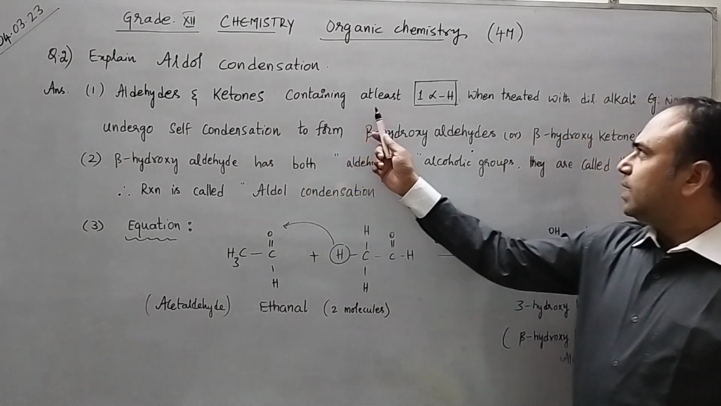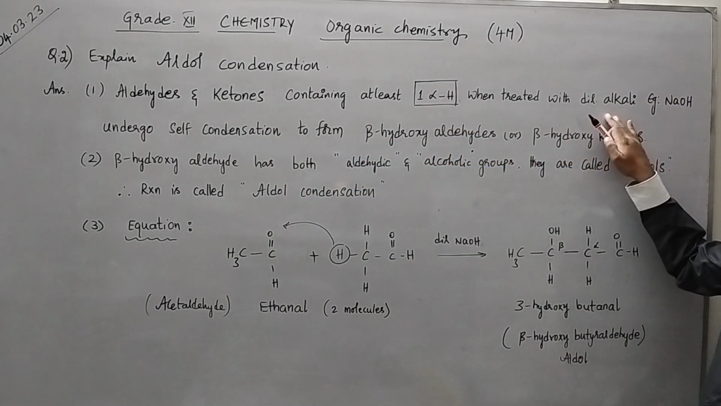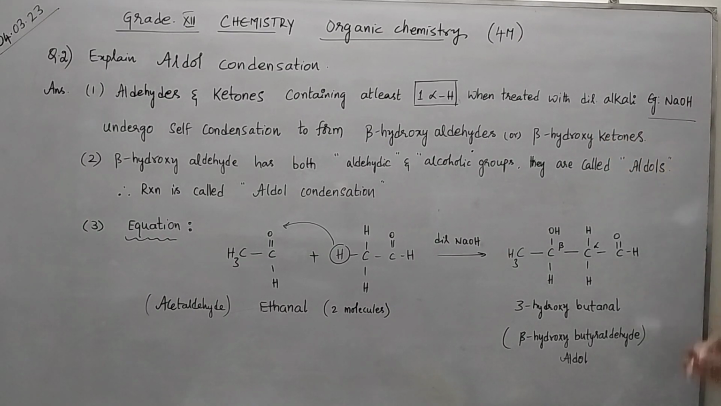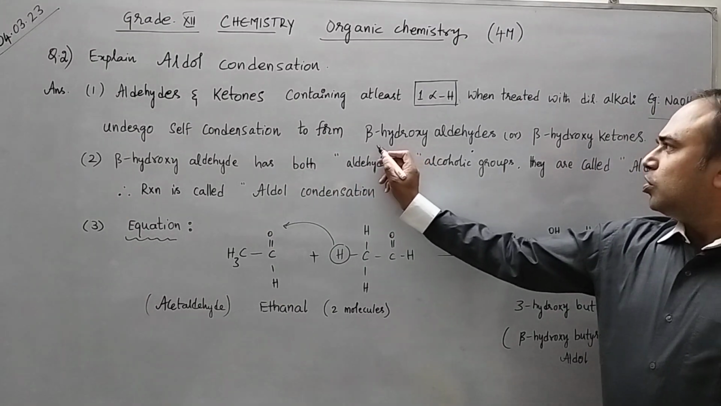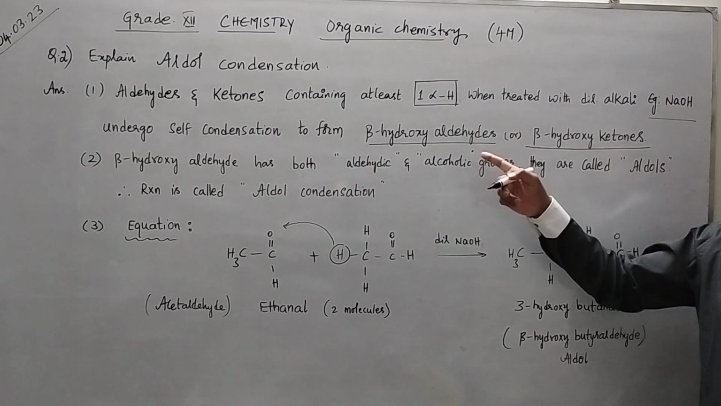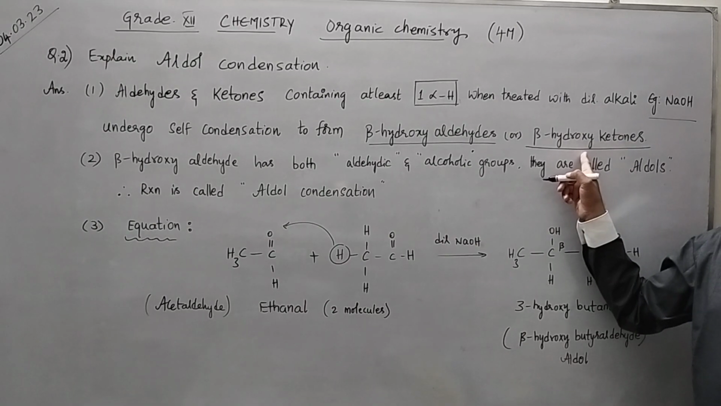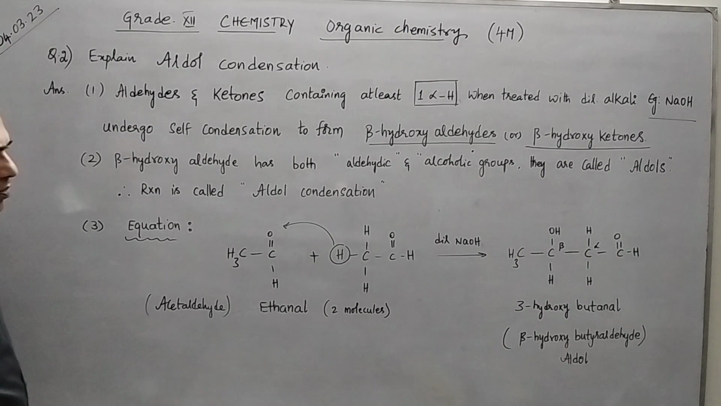Aldehydes and ketones containing at least one alpha hydrogen, when treated with dilute alkali, for example NaOH, undergo self condensation to form beta hydroxyaldehyde, and if you are taking ketone, you will get beta hydroxy ketone. First, I will explain what is meant by alpha hydrogen.